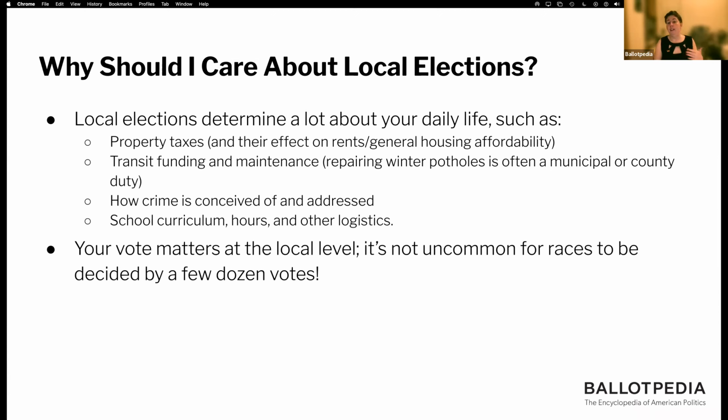So a lot of very, very important things that you encounter in your daily life are decided by local elections. Another nice thing about local elections is that your vote really matters at the local level. Ballotpedia covers municipal races for the 100 largest cities in America, as well as all the state capitals. And there are multiple races that are decided by only a few dozen votes. So your vote does really matter. Unfortunately, it can be difficult to get information on or know how to find information on the candidates for local elections. And that's what I'm here to talk to you about today.